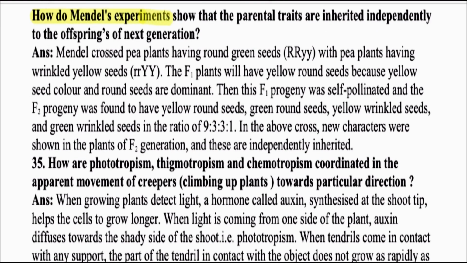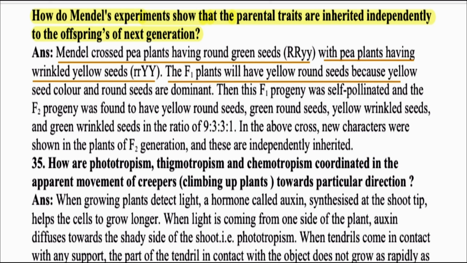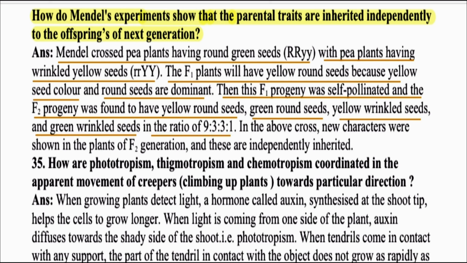Next question. How do Mendel's experiments show that the parental traits are inherited independently to the offspring of the next generation? Mendel crossed pea plants having round green seeds, capital R, small y, with pea plants having wrinkled yellow seeds, small r, capital Y. The F1 plants will have yellow round seeds because yellow seed color and round seeds are dominant. Then the F1 progeny was self-pollinated and the F2 progeny was found to have yellow round seeds, green round seeds, yellow wrinkled seeds and green wrinkled seeds in the ratio of 9:3:3:1. In the above cross, new characters were shown in the plants of F2 generation and these are independently inherited.